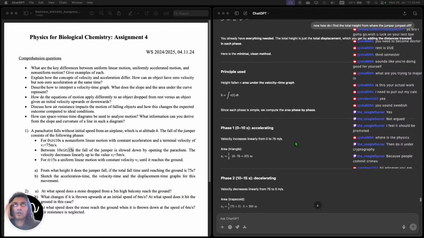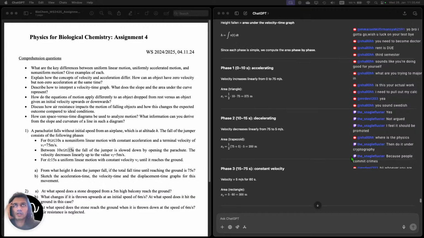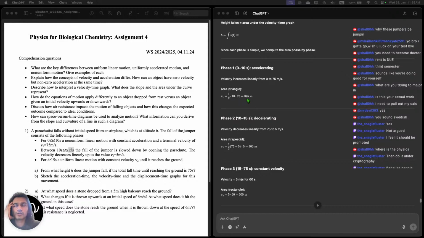Oh no. You already have everything needed. The total height is just the total displacement. Okay, okay. Half AT square. Oh, half. Velocity increases linearly from 0 to 75. Wait, it should be AT square.